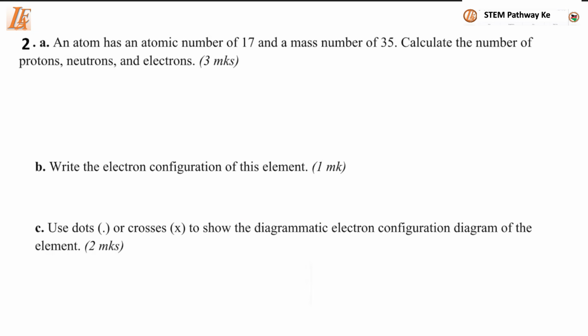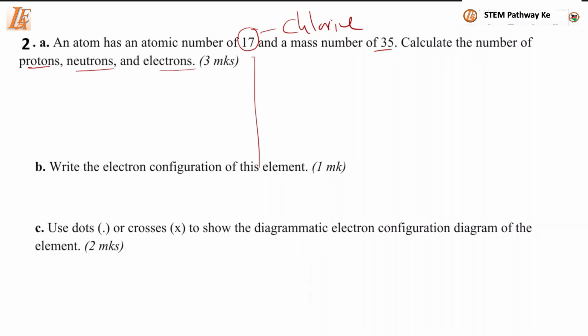Question 2: an atom has an atomic number 17. This atom we call chlorine, and a mass number of 35. The mass number of chlorine is 35 because it exists in isotopic form. So in this case, calculate the number of protons, neutrons, and electrons.